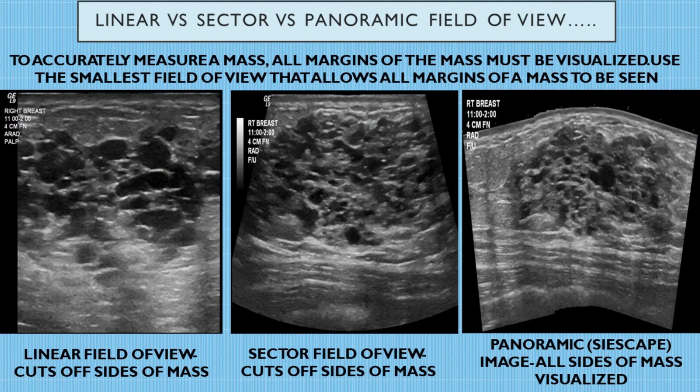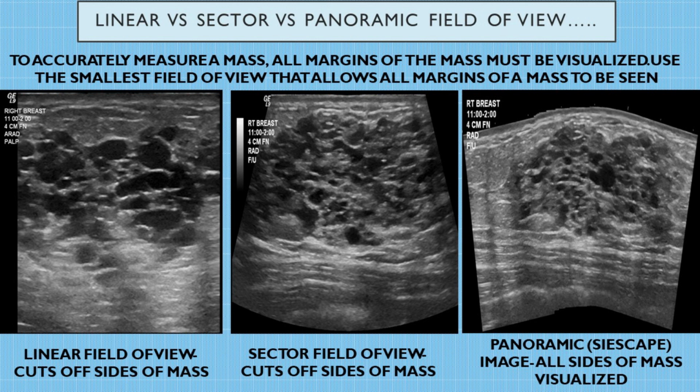Next, let's talk about field of view and measuring. To accurately measure a mass, all margins of the mass must be visualized. You want to use the smallest field of view that allows all the margins of a mass to be seen. In these examples, the first field of view is the linear field of view, and you can see that it cuts off the sides of this mass. So if we measured with this field of view, we would get an inaccurate measurement, and the mass would be measured smaller than its actual size.